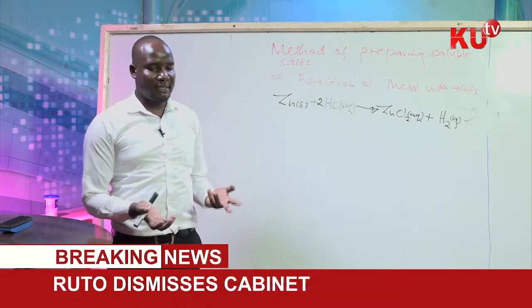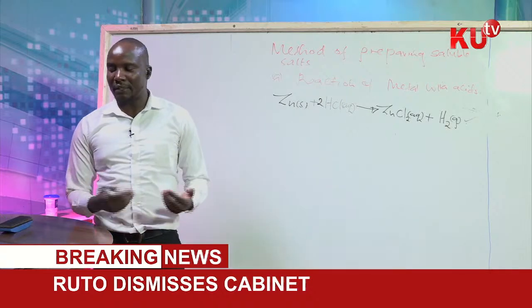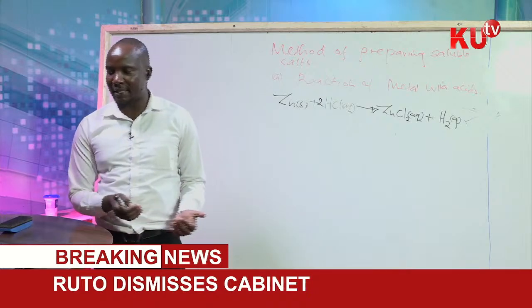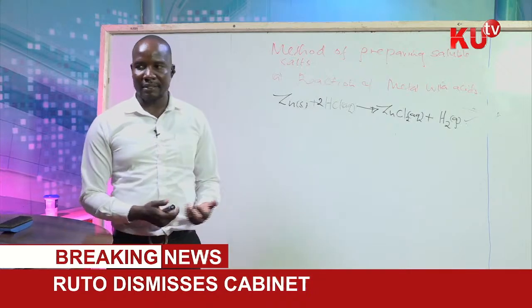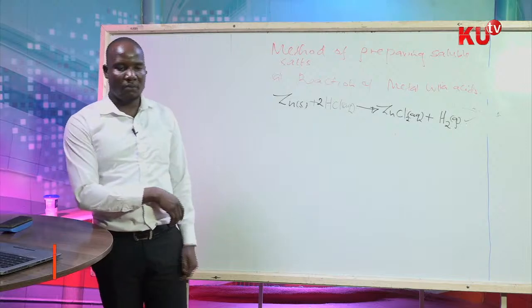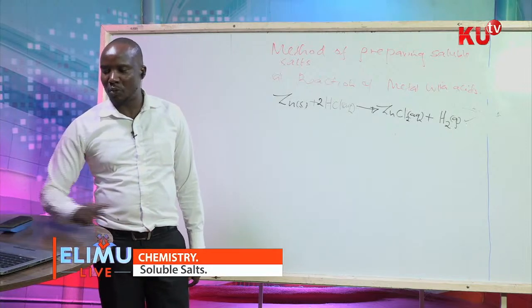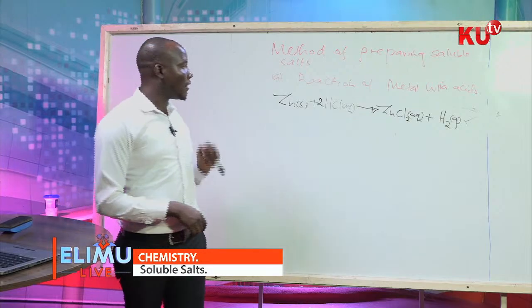Now, let's go through the discussion. We point out why we are doing this: why we use copper(II) oxide in excess, why we are warming. That is the discussion on the preparation of copper(II) sulfate.